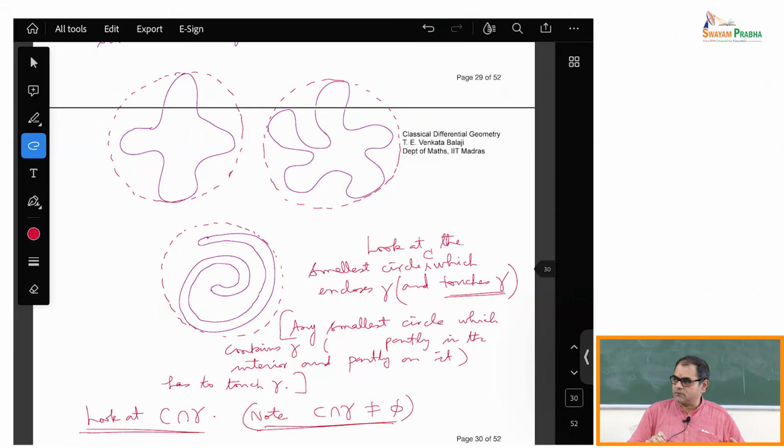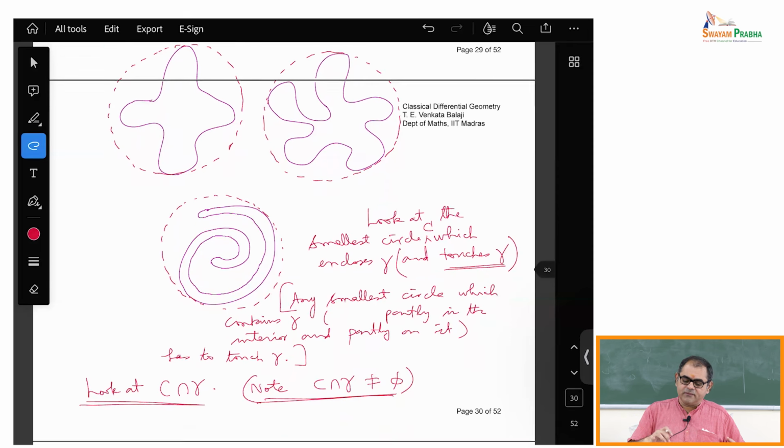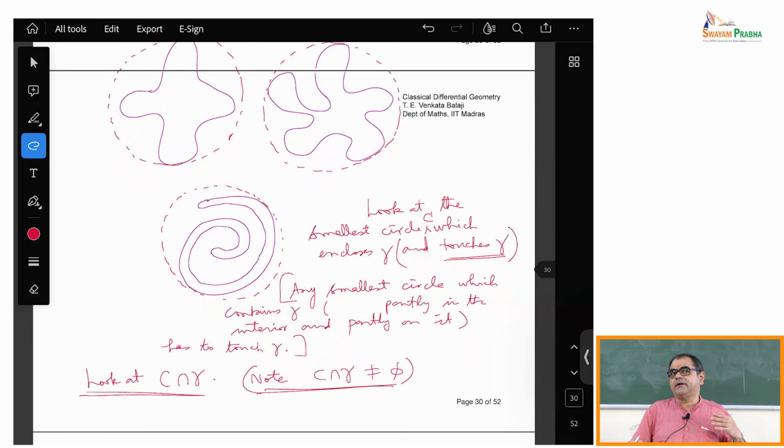Topologically it's a closed set, and what it means is that if you take a point outside the intersection of the circle and gamma, then there is a whole open disk surrounding that point, which is also in the complement of the intersection of the circle and gamma. Now here is the first claim.